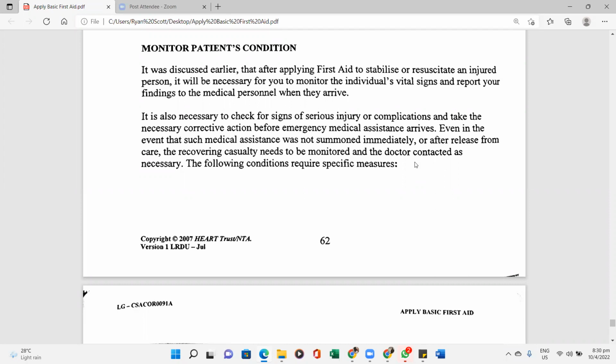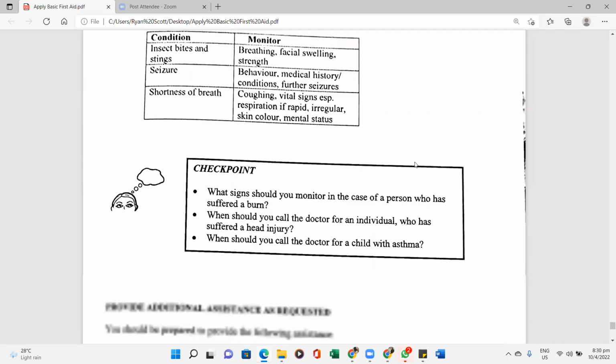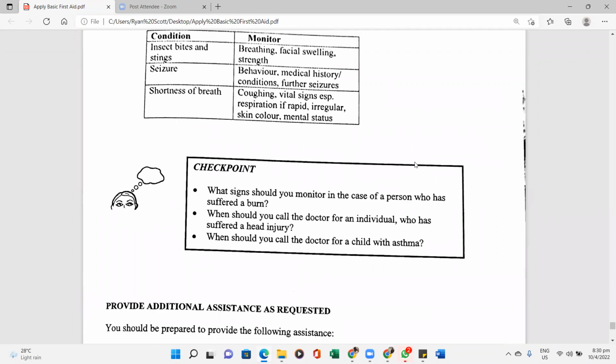Scroll down. All right, one. So insect bite. You check for breathing, facial swelling, and the strength, right, of the limb. Seizures, the behavior after the seizure, if there are any further seizures.